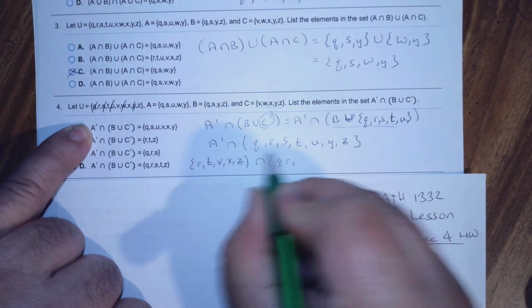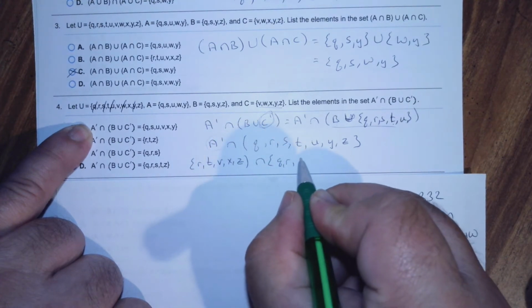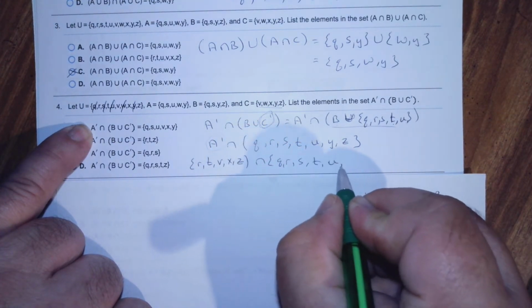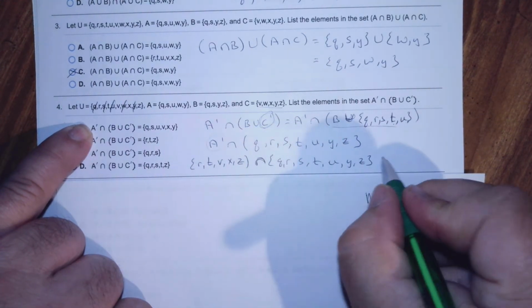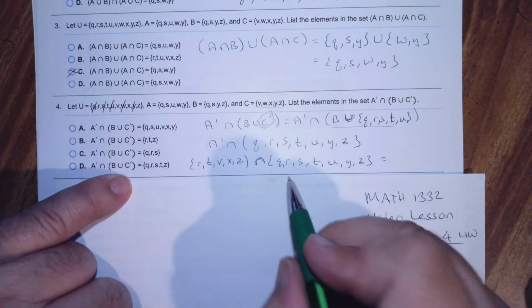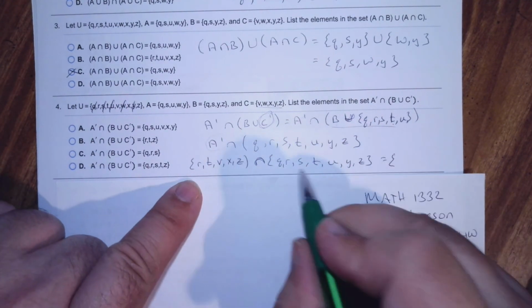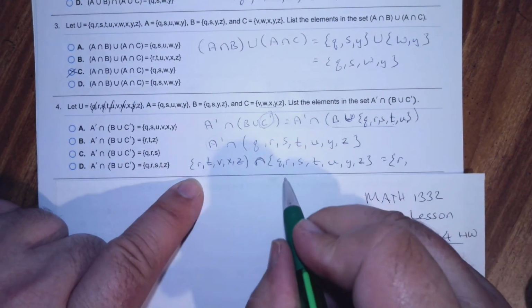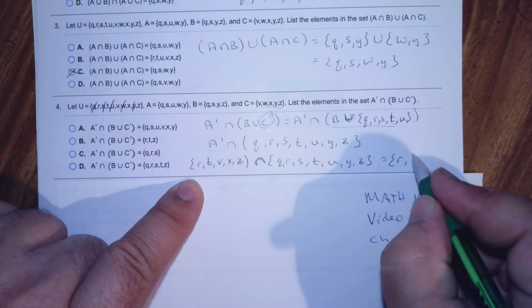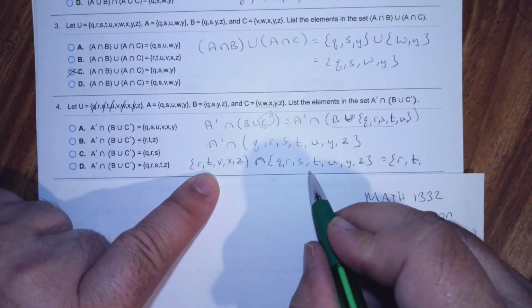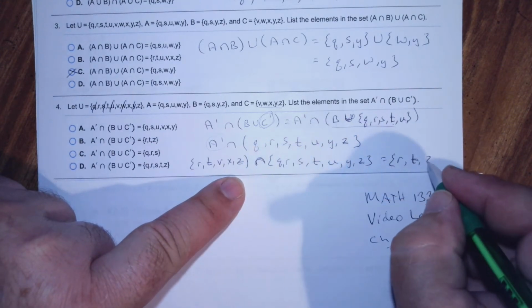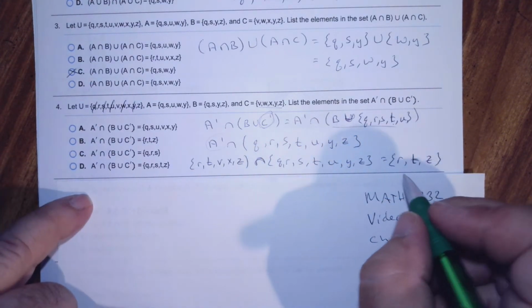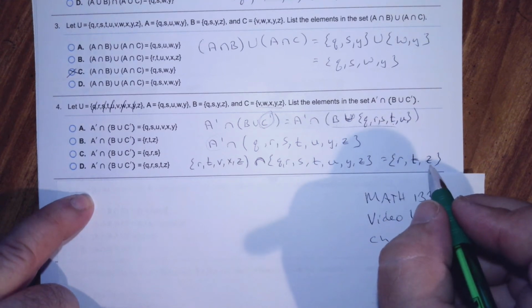Q, R, S, T, U, Y, Z. We're looking where they overlap. What do they have in common? They both have an R. They both have a T. No V. No X, and a Z. R, T, Z, which is B.